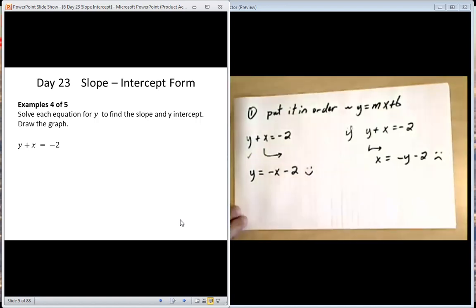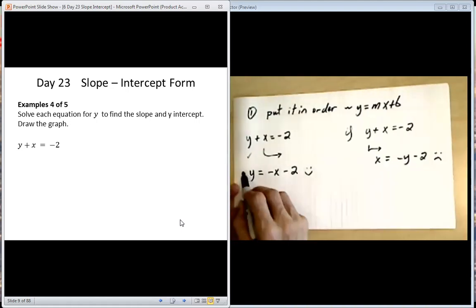Put it in order. Oh, it says draw the graph too. Okay, so a little bit of extra work then. Well, what happens first if we have to create the graph now? That's our equation, complete with smiley down there.